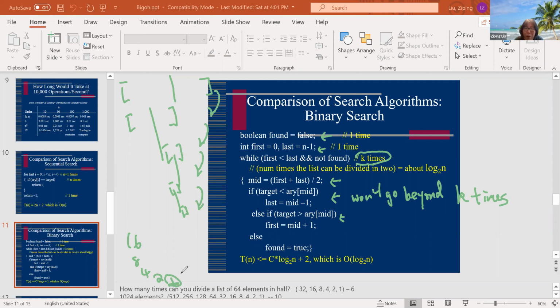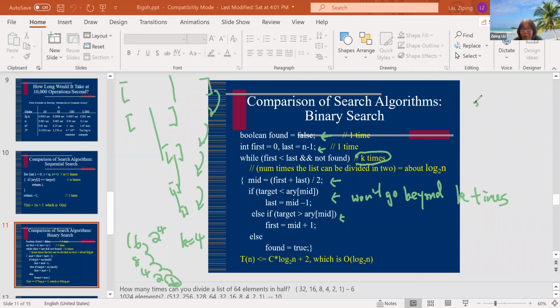And when you have 1, then we can stop. How many times? 1, then 2, then 3, then 4. It's 4 times. Basically 16 is what? It's 2 to the 4. So k in this case is 4.